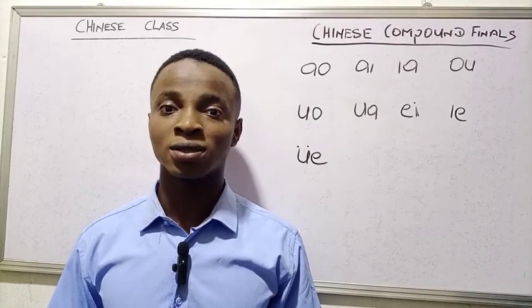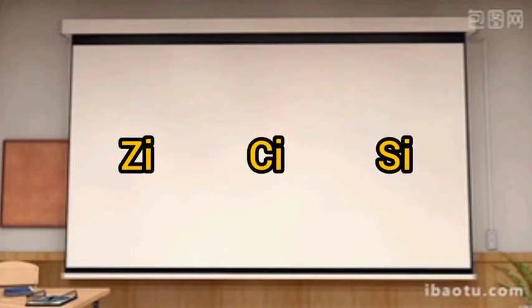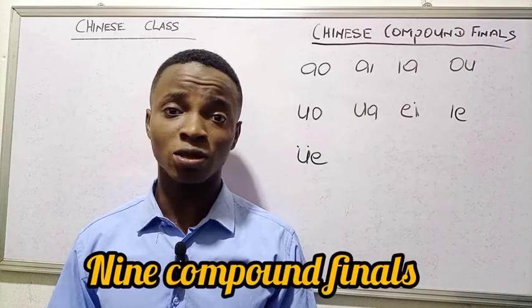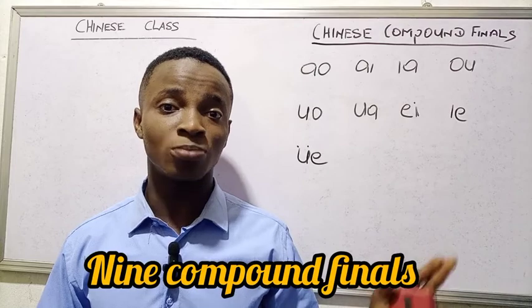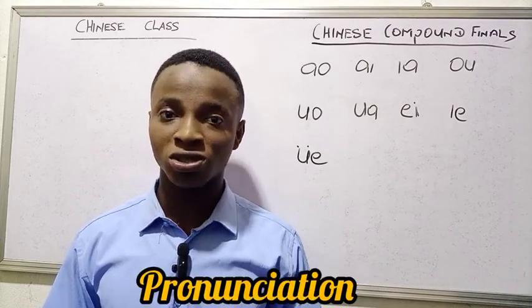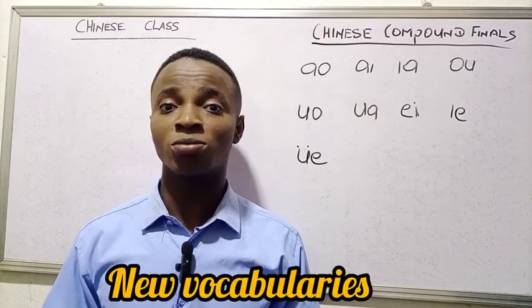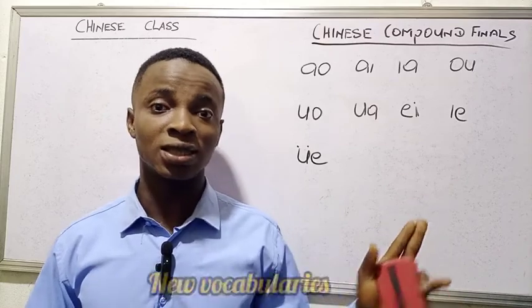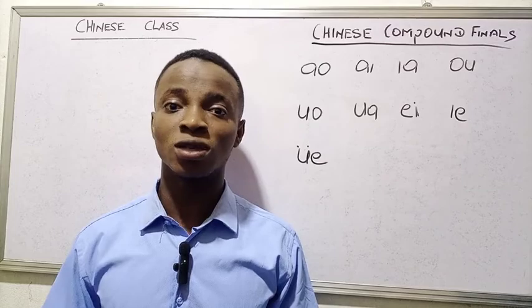So we have ze, ce, se. Beautiful. In this very episode, we are going to be looking into the 9 compound finals written on the board. We are going to learn their pronunciation and also learn some new vocabulary with these letters. So stay tuned.